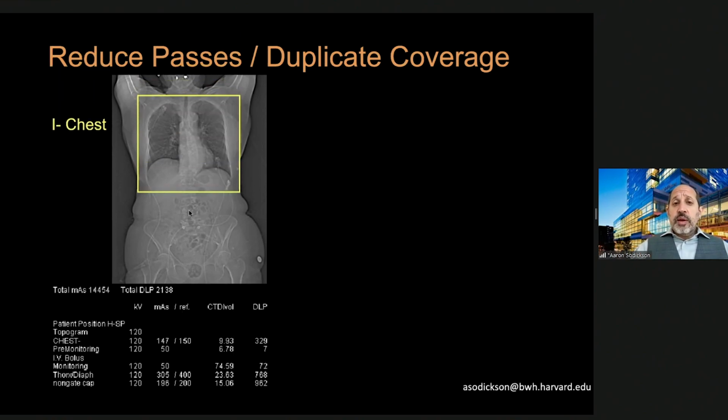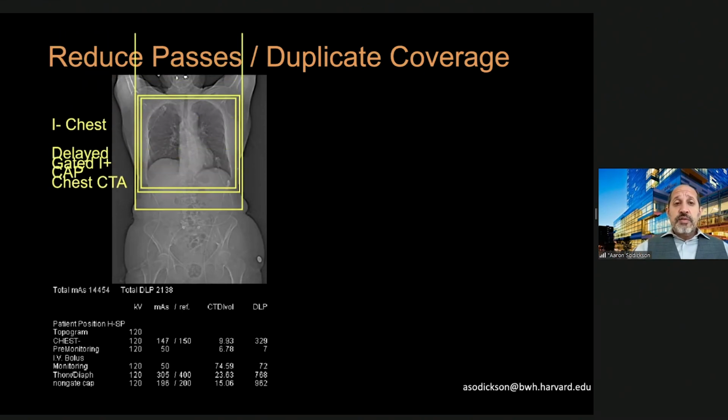The other example that I like is for dissection. What we had been doing many years ago for our standard dissection protocol in the ED was a non-contrast chest for intramural hematoma, followed by a cardiac-gated CTA of the chest, followed by a delayed scan through the chest, abdomen, pelvis. So we scanned the chest 3 times in this protocol.